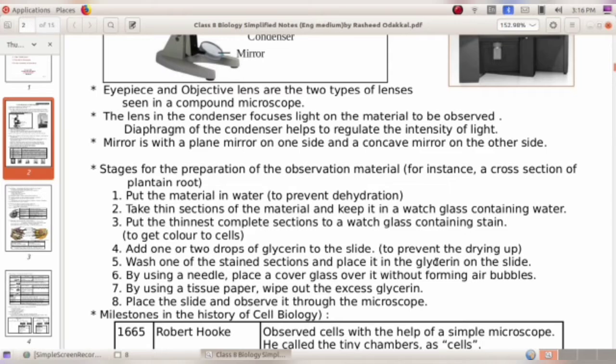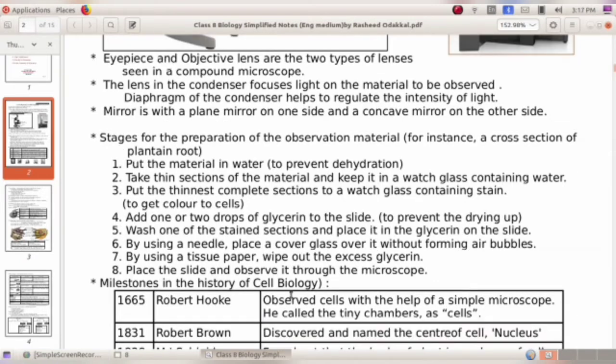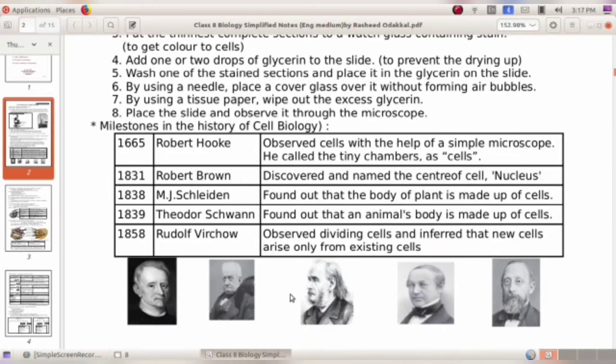Glycerin is added to the material to prevent it from drying up. Then wash one of the stained sections and place it in the glycerin on the slide. By using a needle, place a cover glass over it without forming air bubbles. By using tissue paper, wipe out the excess glycerin. Then place the slide and observe it through the microscope. These are the different steps for the preparation of the observation material.